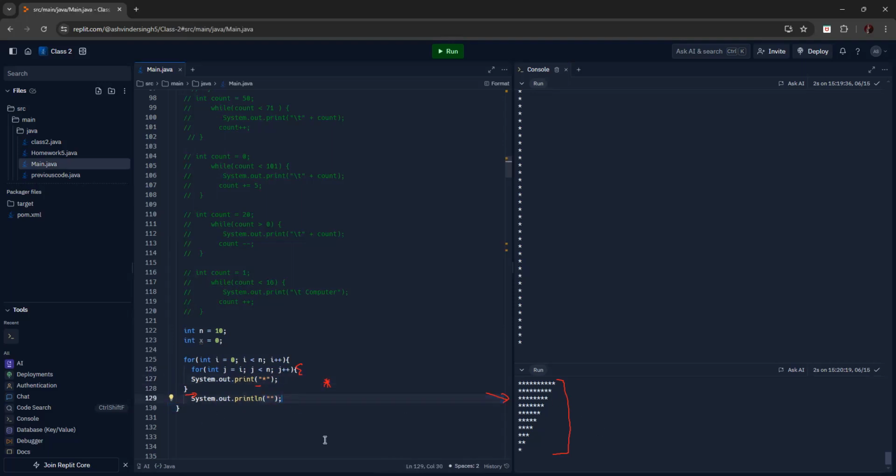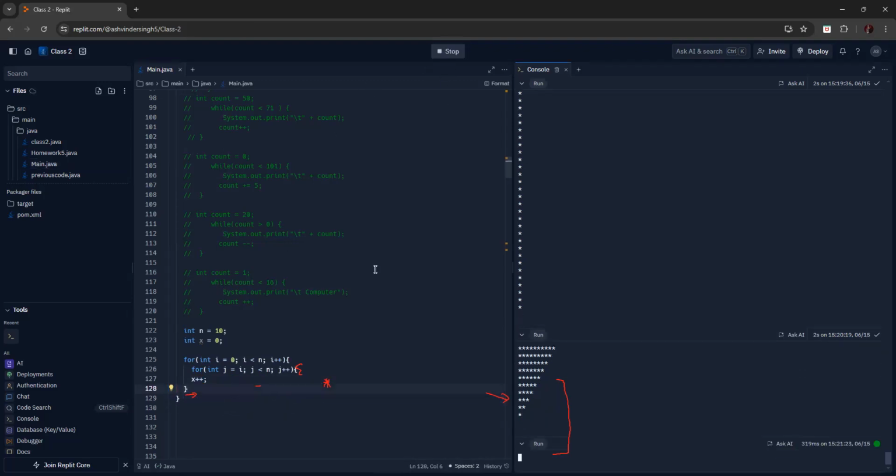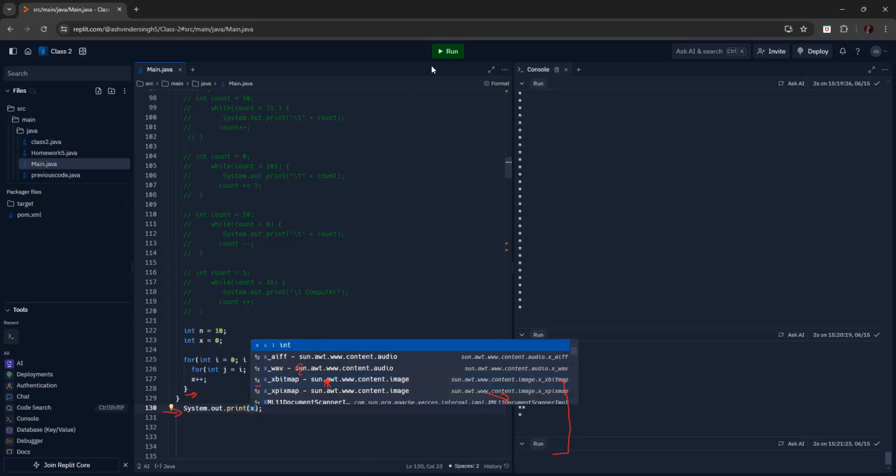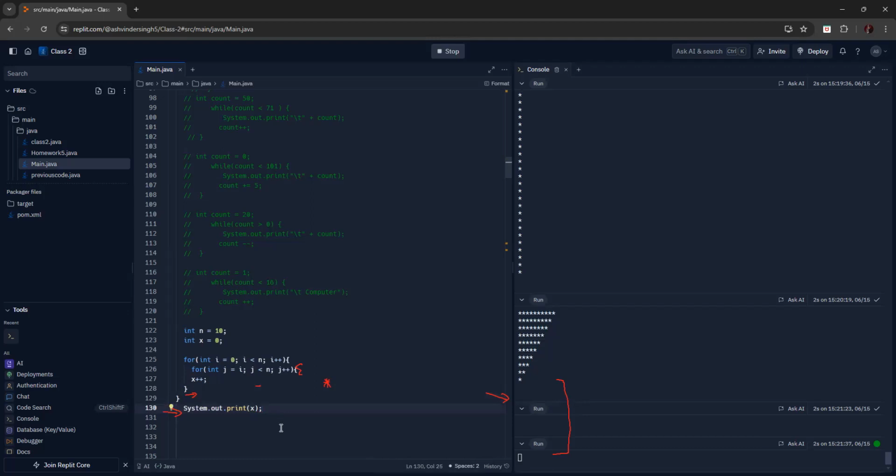Okay, so now can we put the x plus plus instead of that line? So this is why I got rid of it. Just put a print statement here to know the final value of x only. Okay. 55.